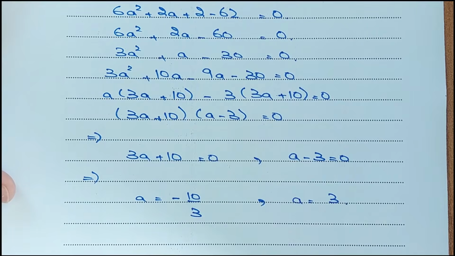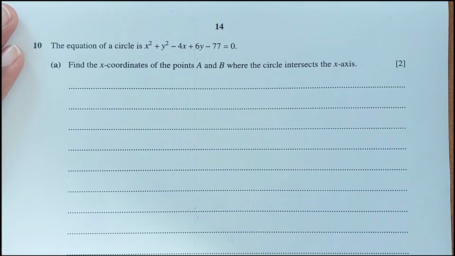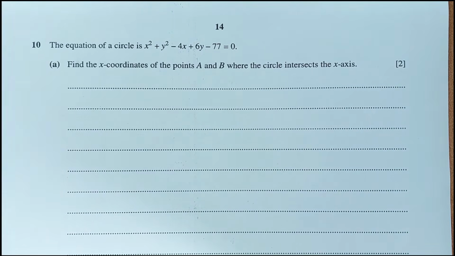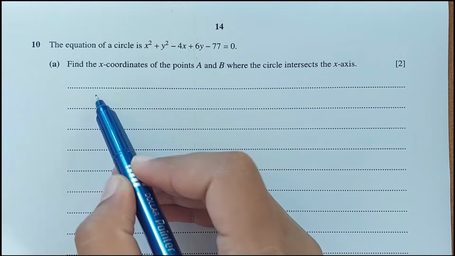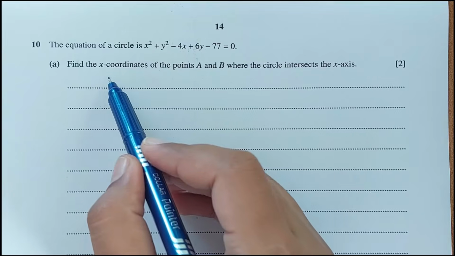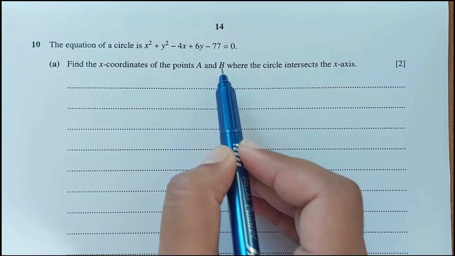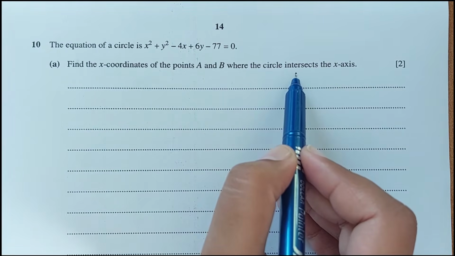So these are the two possible values of a. Question number 10. The equation of a circle is x squared plus y squared minus 4x plus 6y minus 77 equals 0. Part A. Find the x coordinates of the points A and B where the circle intersects the x-axis.